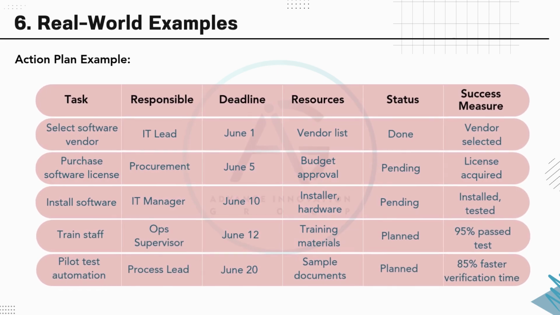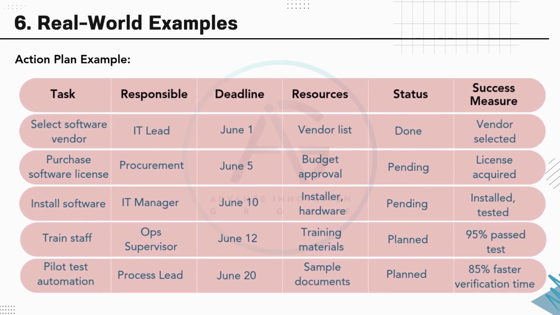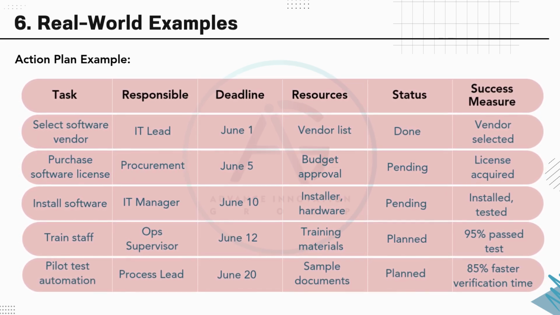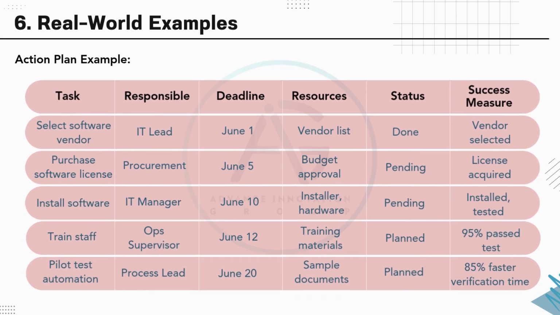This table shows a simple action plan example with tasks, owners, deadlines, and goals. Vendor selected, done. License purchase, pending. Software install, pending. Staff training, planned, target 95% pass. Pilot test, planned, aim for 85% faster verification. It helps track progress clearly and aligns with Lean Six Sigma practices.